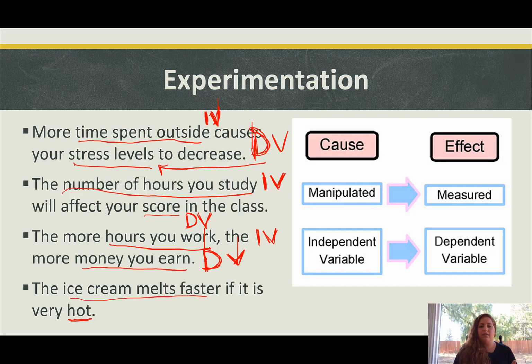The time it takes the ice cream to melt causes the temperature to change. That makes no sense at all. The temperature causes the time it takes the ice cream to melt to change. That one makes sense. So in this case, I kind of switched it up on you. Your IV is the temperature, and your DV is how long it takes the ice cream to melt.